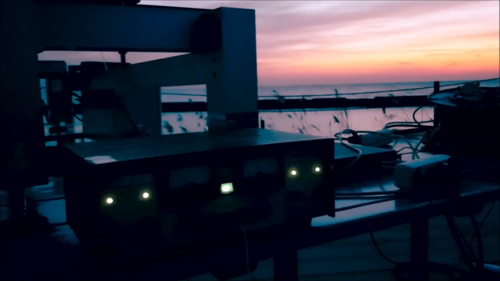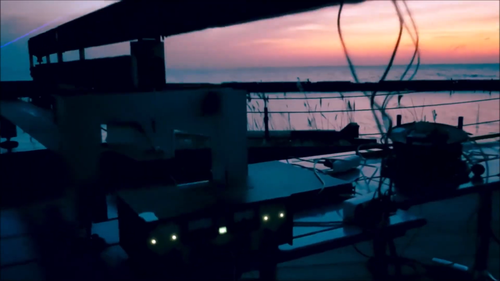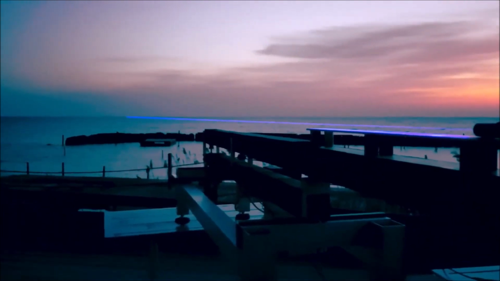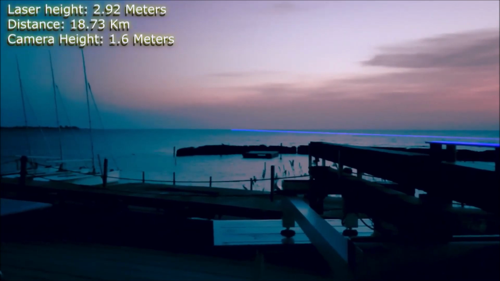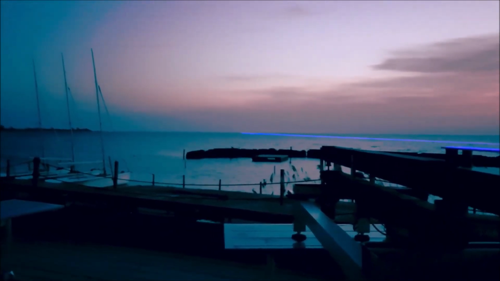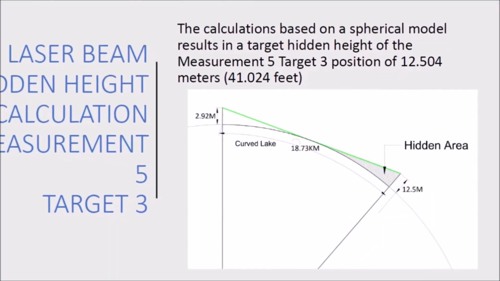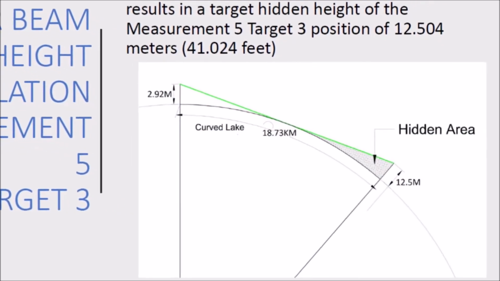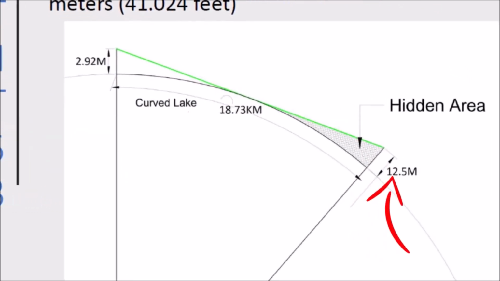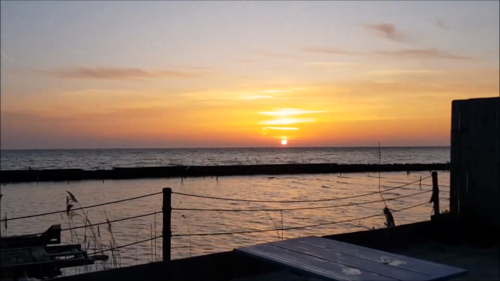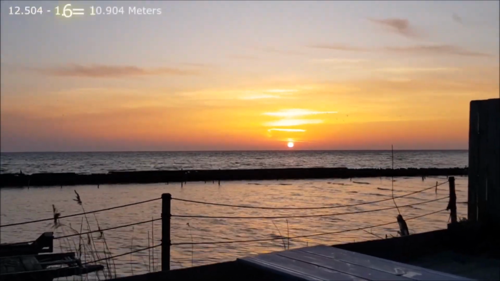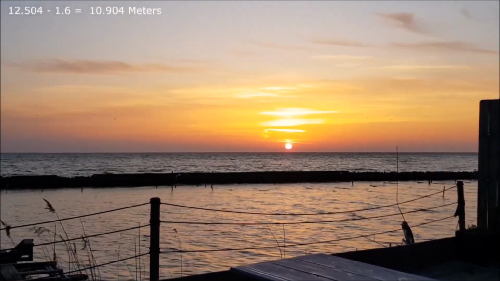The 18.73 kilometer calculation based upon the WGS-84 geoid model results in a target hidden height for measurement 5, Isle Lake, target 3 location of 12.504 meters or 41.024 feet. For measurement 5, the WGS-84 mathematical construct differed by 10.904 meters, which meant 85% of the target hidden height was visible.